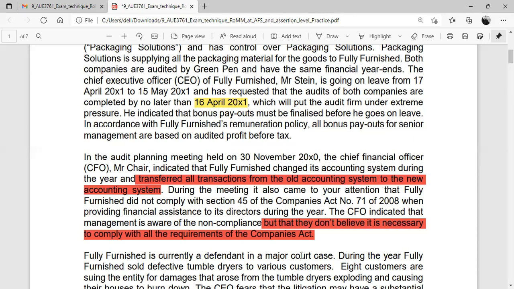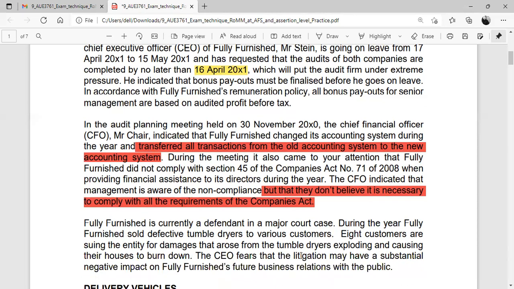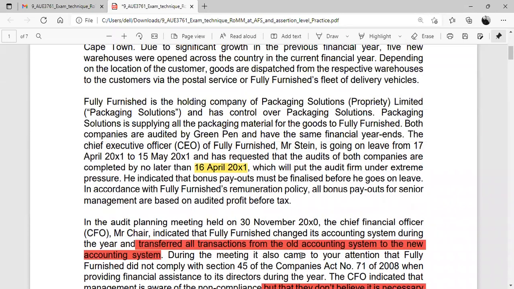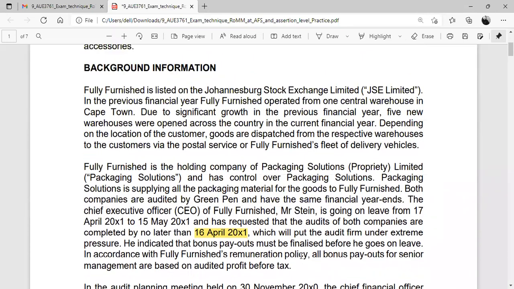Any questions here? Is there anything in particular that you need clarity on, or you want to discuss before we move on to the next question?